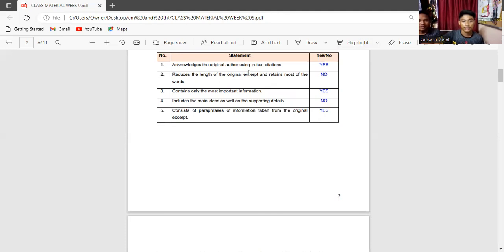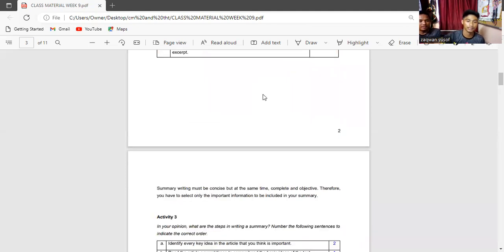Third: contains only the most important information. The answer is yes. Fourth: includes the main idea as well as the supporting details. The answer is no. And the last one, number 5: consists of a paraphrase of information taken from the original excerpt. The answer is yes.